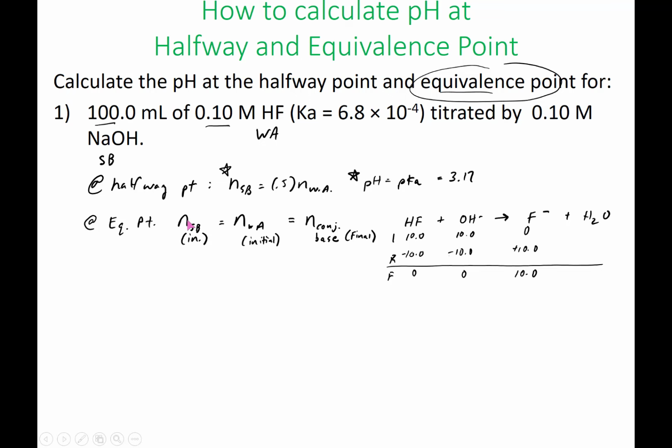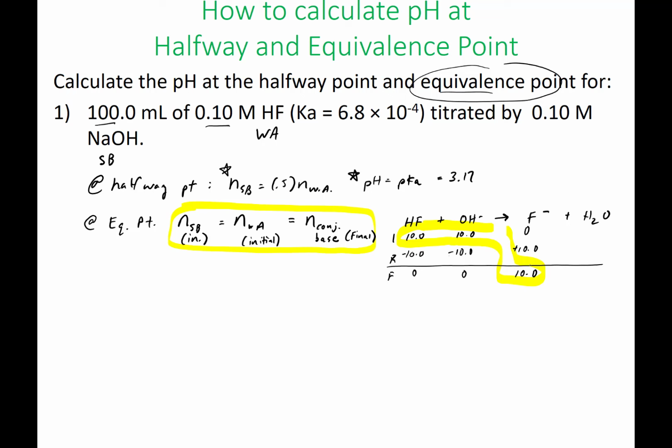So what I wrote right here, the moles of strong base equal the moles of weak acid equal the moles of conjugate base, is this information right here. The 10 that you started with is equal to the 10 that gets added. These both go to 0, and then you create 10 of the conjugate. So I wrote that these three things are equal, and that's true for that entire cheat sheet, for all the different titrations that we have.